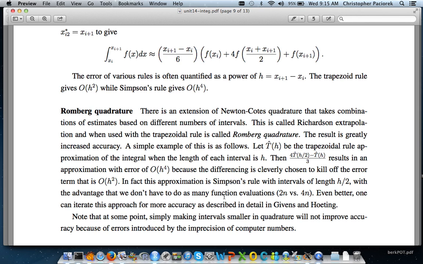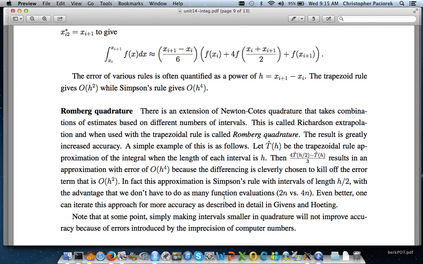So the idea is that, suppose I have the trapezoidal rule, and I have that the error, my estimate of the integral, which I'm going to call t hat of h, and that's going to be a function of the interval size, minus the true value of the integral that I'll call t, is order of h squared. So we could write that, for example, as c1 times h squared.